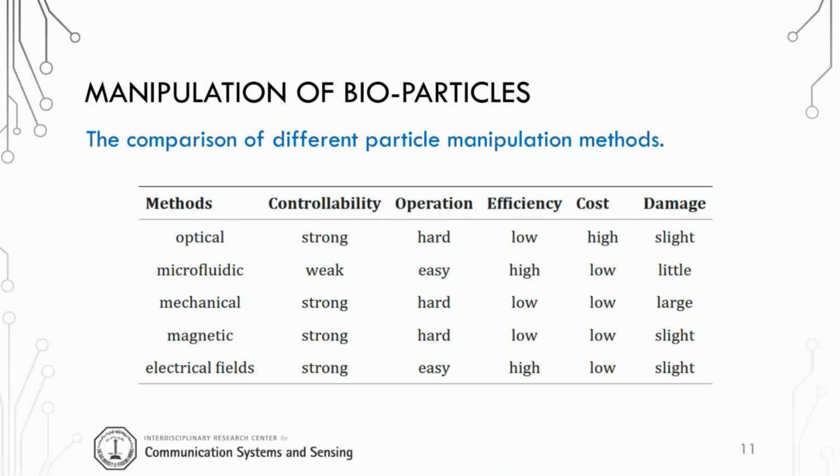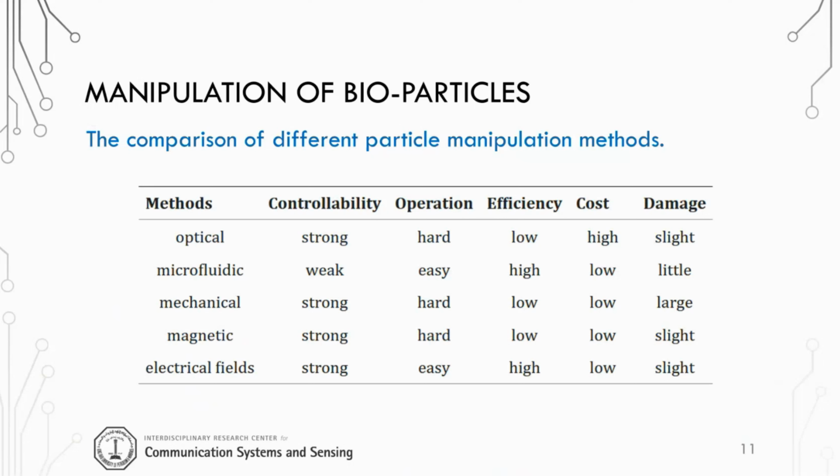If I want to compare the manipulation of particles with other mechanisms or methods, of course, we have a lot of methods based on optical, microfluidic, mechanical, magnetic, and the electric field, which is the one that is our topic today. I mean, we can compare in different ways, for example, the controllability, the operation, the efficiency, cost, and damage.